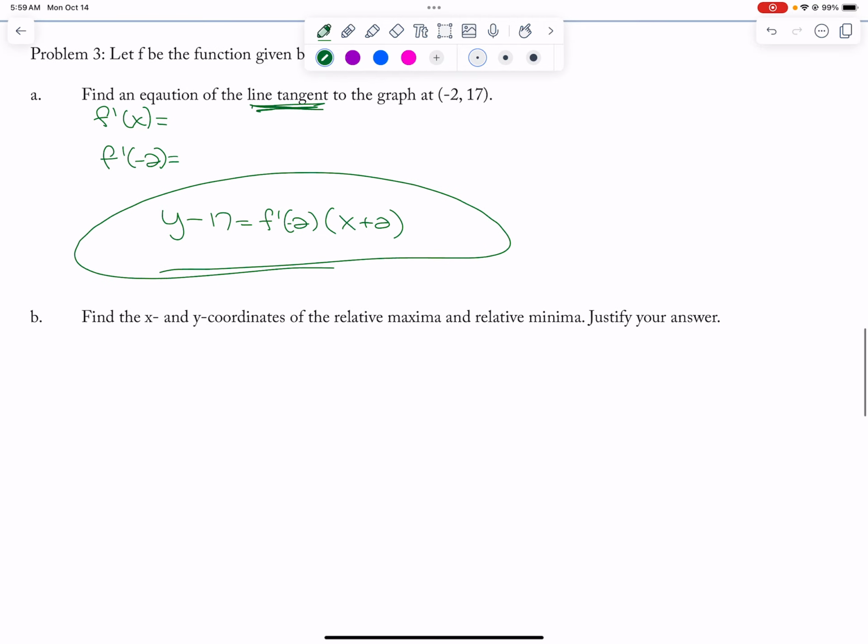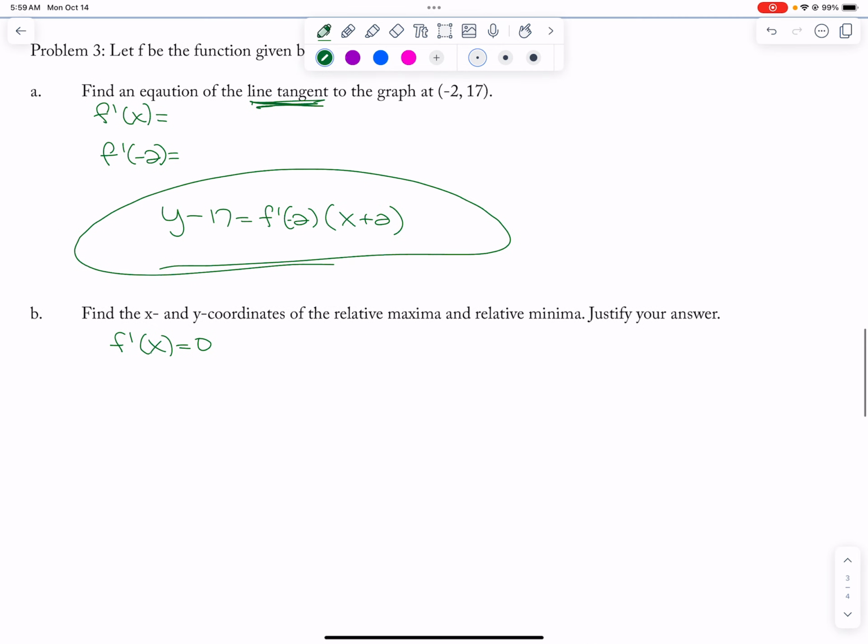Relative min and relative max, I want f prime of x equal to 0. Then I want the chart. And then you have to see for max, for a maximum, I want increasing to decreasing. And then for min, I want decreasing to increasing.